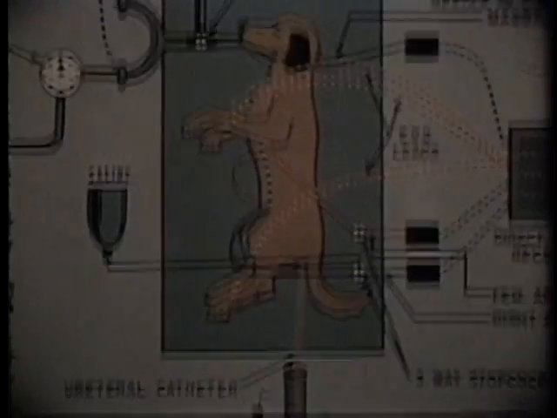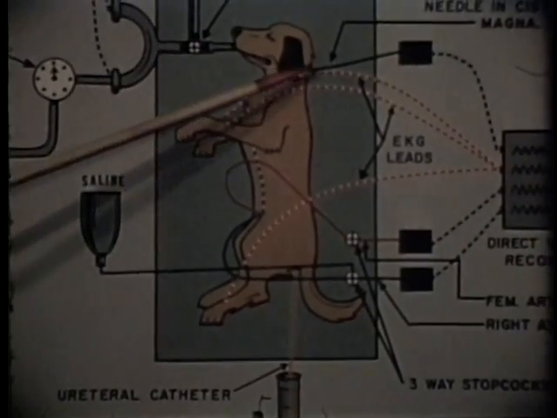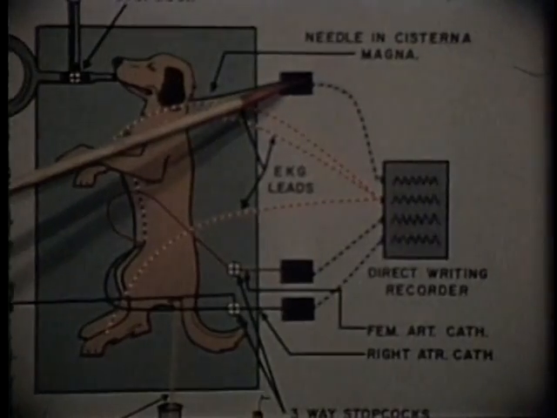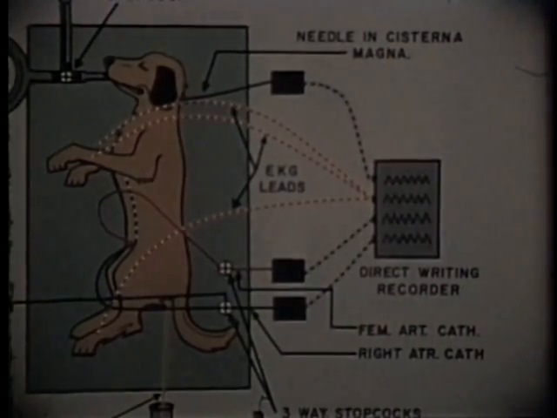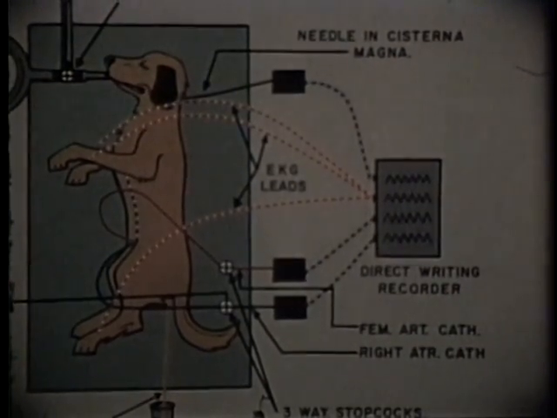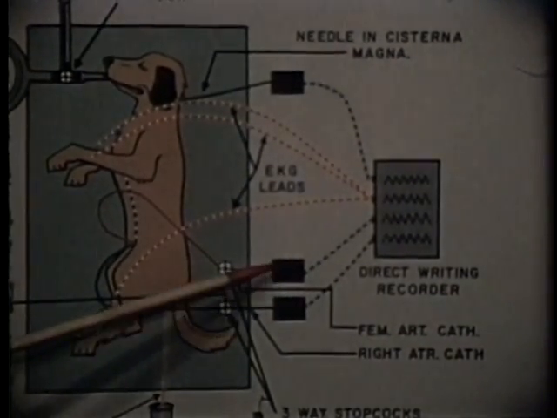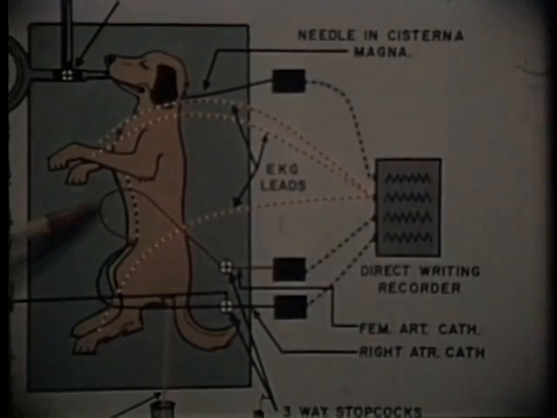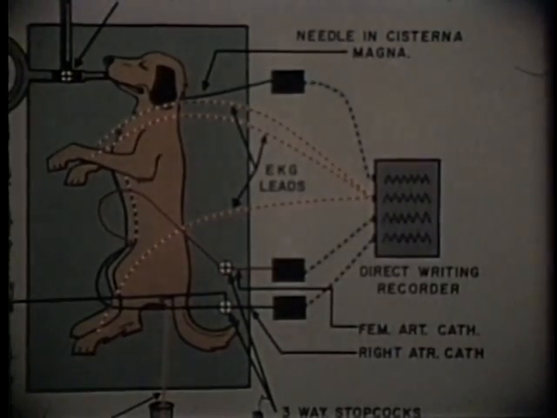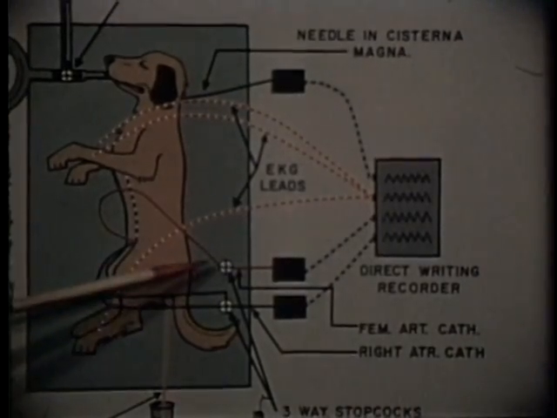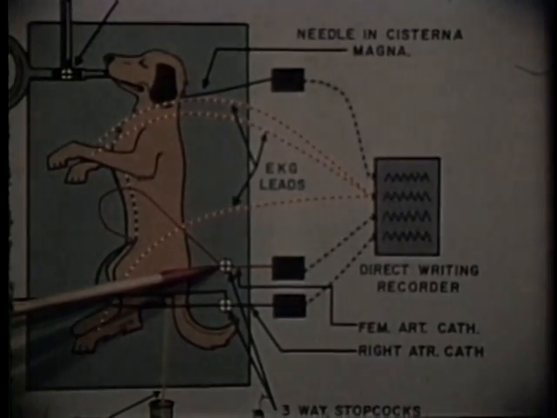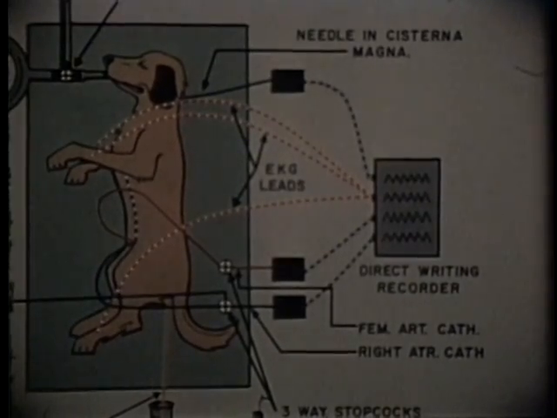During denitrogenation and apnea, cerebrospinal fluid is measured through the needle placed in the cisterna magna. The electrocardiogram is recorded through leads as indicated, and arterial pressure is measured through a catheter placed in the femoral artery. The three-way stopcock in the arterial line permits samples to be taken for pH, PCO2, carbon dioxide content, catecholamines, and oxygen saturation.